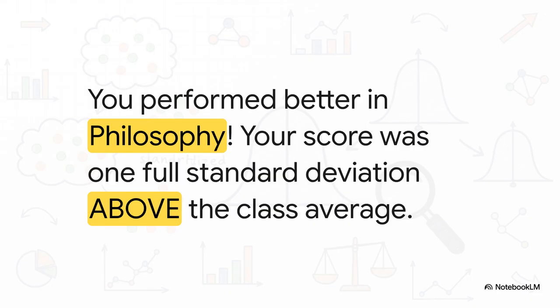Even though your grade was 12 points lower, your performance in philosophy was actually way better. You were 1 full standard deviation above the class average, which is a fantastic result. In sociology, you're actually a bit below average. The z-score told us the real story.